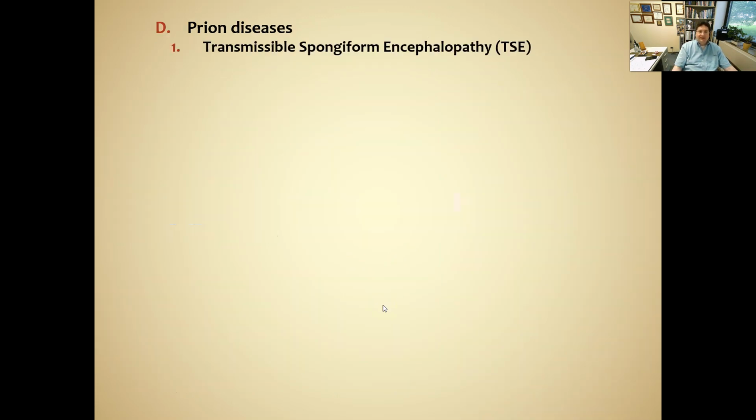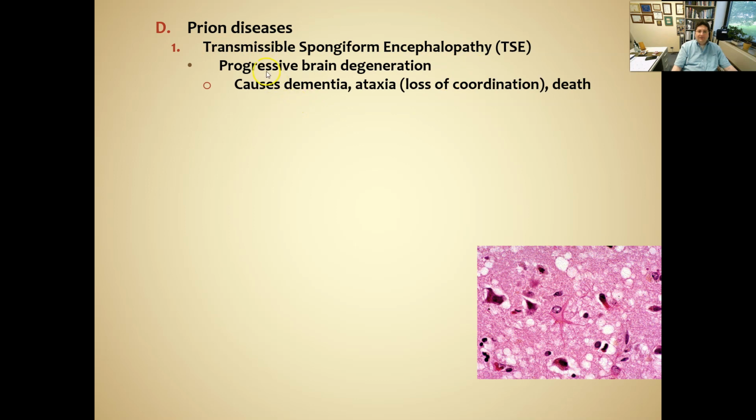So what about prion diseases? All prion diseases are characterized by what's called TSE, transmissible spongiform encephalopathy. This is a progressive brain degeneration. It causes dementia, loss of coordination, ataxia, and inevitably death. Prion diseases, everybody, even in humans, are inevitably fatal. There's really no treatment for them. They're almost always fatal, inevitably fatal. Okay? So all prion diseases are characterized by this TSE.